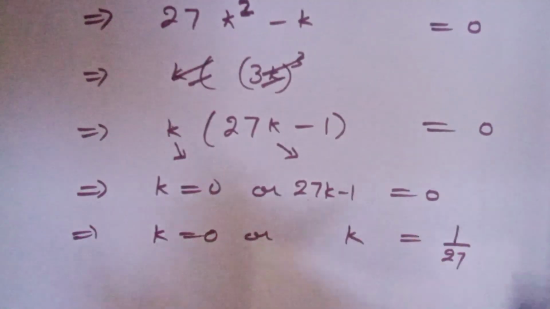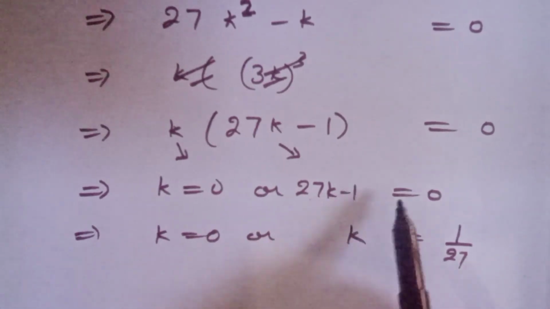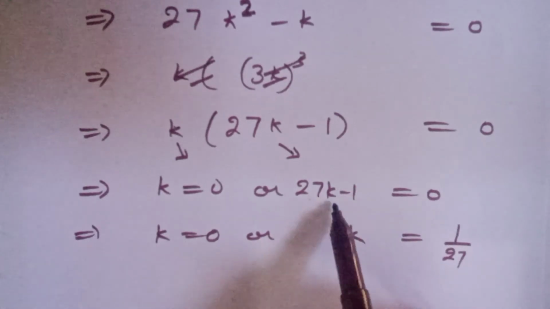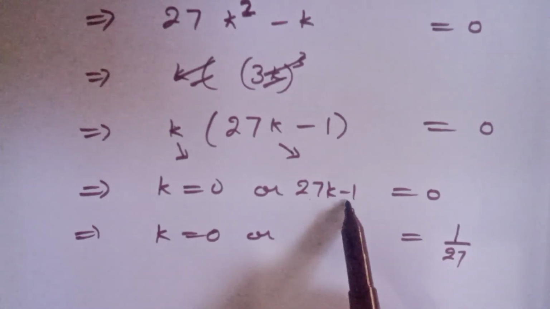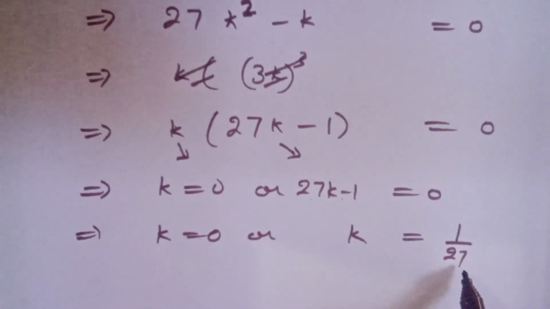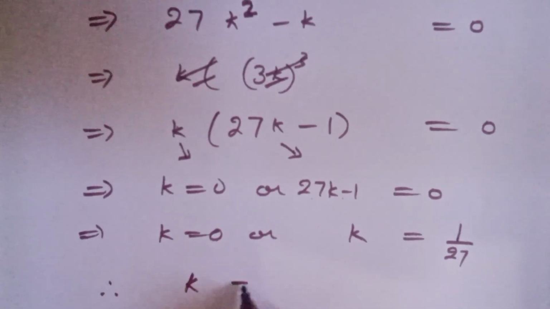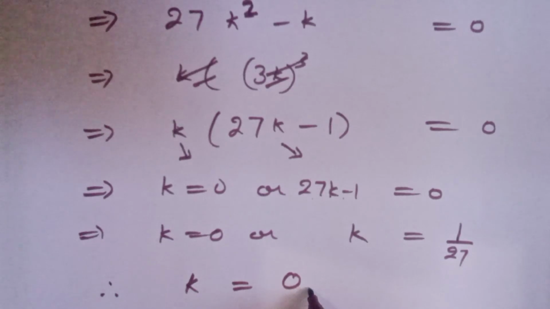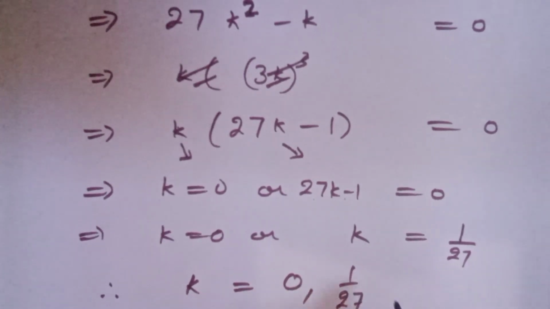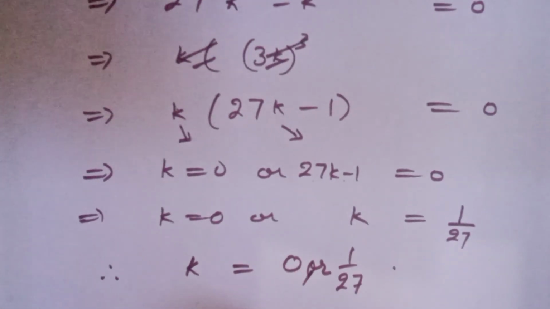I missed this, I think it was out of the camera. So I repeat here, 27k minus 1 is equal to 0. So minus 1 becomes plus 1, 27 goes to the other side and becomes over 27. So k is equal to 1 over 27. So finally we are getting two values of k here. One is 0 and one is 1 over 27, and in place of comma we can write here or.